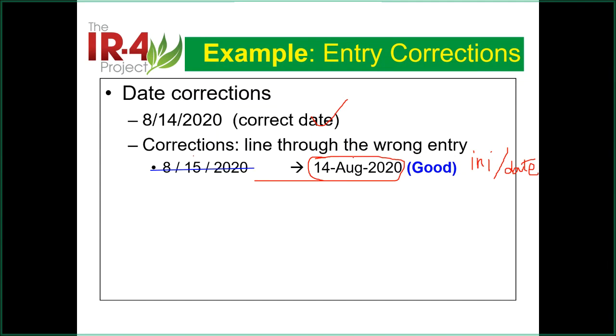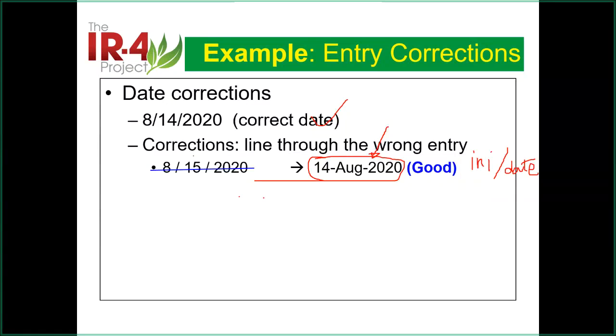And of course, the date format is also important. If your format is the American format, like 8/15/2020, that's okay because of your SOP. And if you do international work, I would recommend writing something complete like 14-AUG-2020. So that's the good way to do it.